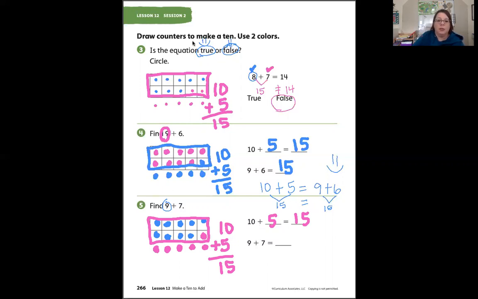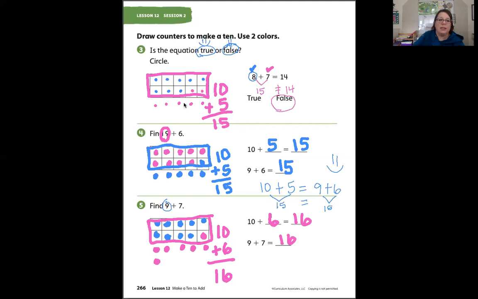No. I'm going to go back. So 9 plus 7. Here's my 7. 1, 2, 3, 4, 5, 6, 7. So here I have my group of 10. And how many more ones do I have down here? 6. So 10 plus 6 is 16. 10 plus 6 is 16. So 9 plus 7 is also 16.